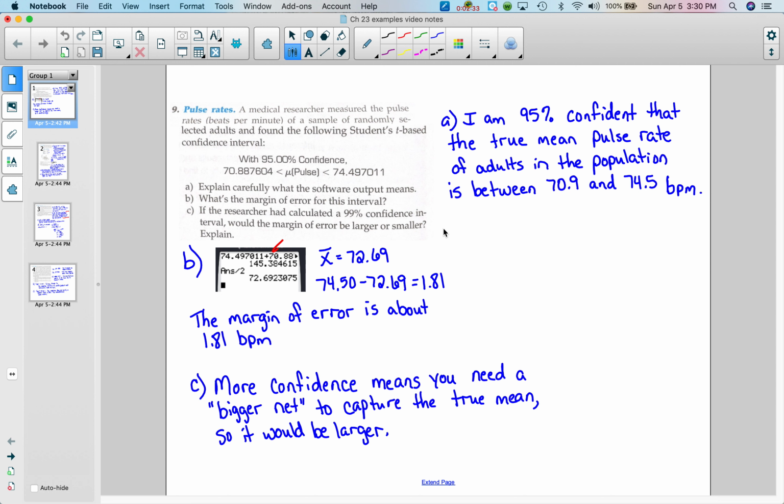Part C, if the researcher had calculated a 99% confidence interval, would the margin of error be larger or smaller? Remember that more confidence means you need a bigger net to capture the true mean, so it would have to be larger. Also remember, with a higher level of confidence, your t-star critical value is going to be bigger, and because it's bigger, it's going to make your interval larger. So the more confidence that you want to have that you capture the true mean, not proportion this time, the larger your interval will be.